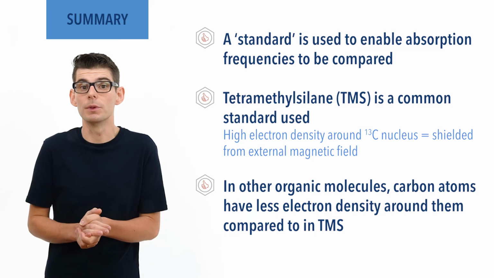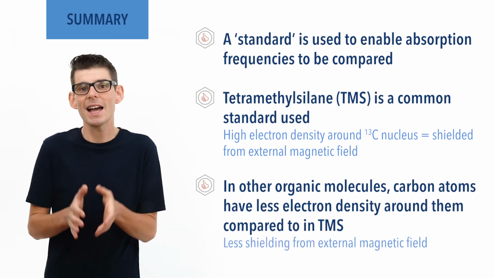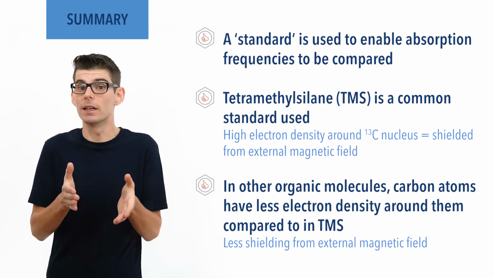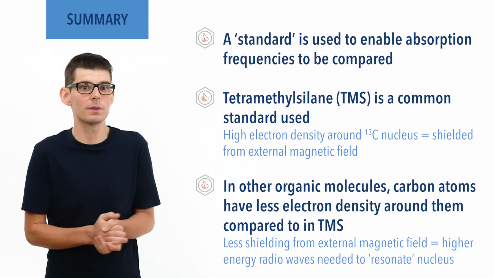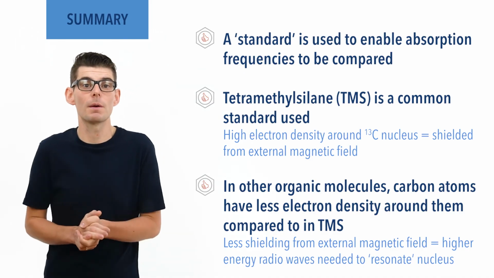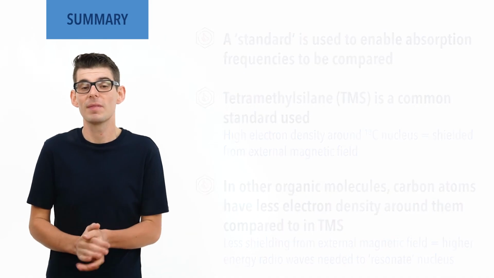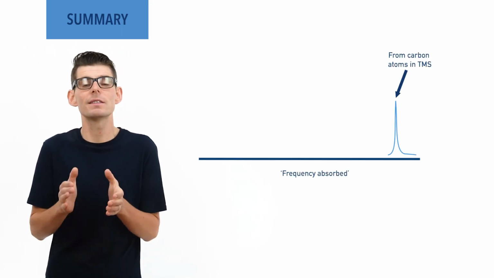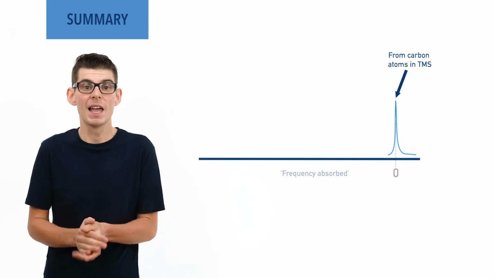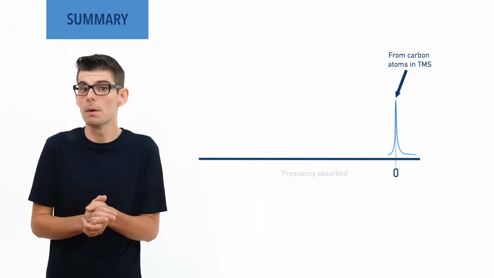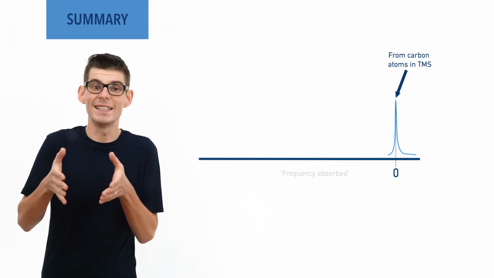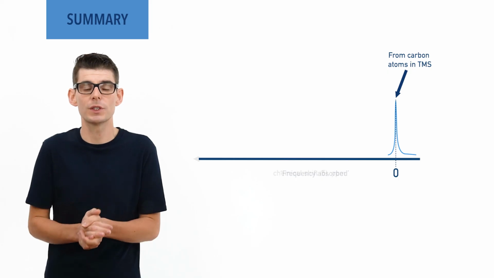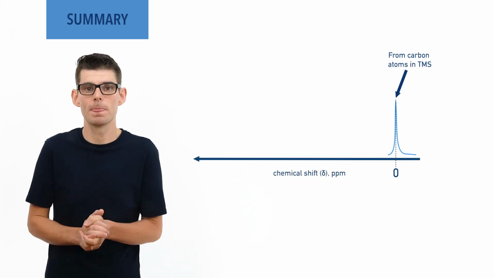As a result, a carbon nucleus has less shielding around it, and slightly more energy is needed to flip the spin of the nucleus, meaning higher energy radio waves, of a higher frequency, are needed compared to the carbon atoms in TMS. The frequency absorbed by the nuclei of carbon-13 atoms in TMS is considered to be a reference of 0, and how much the frequencies absorbed by carbon-13 atoms in a sample differ to this 0 reference point is something called chemical shift, with units of ppm.